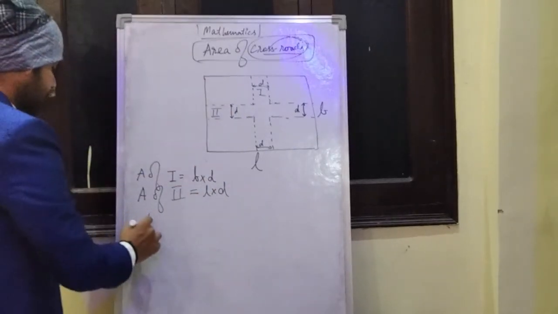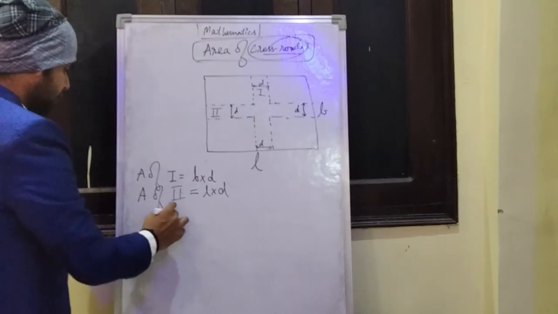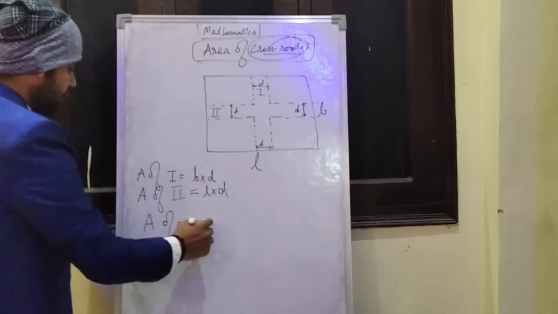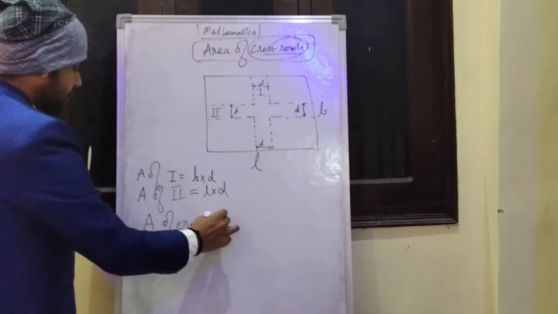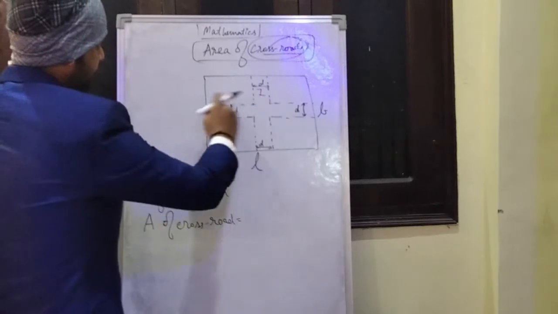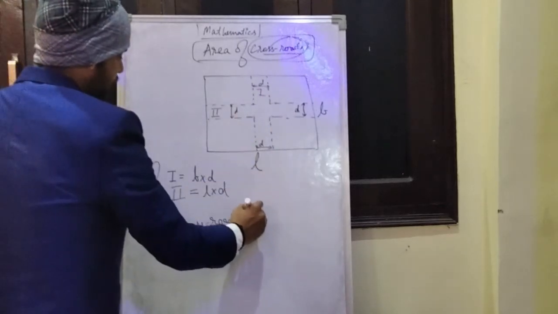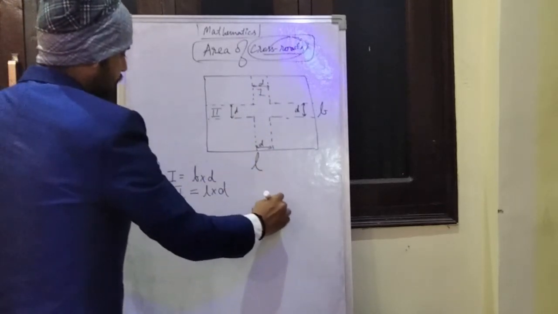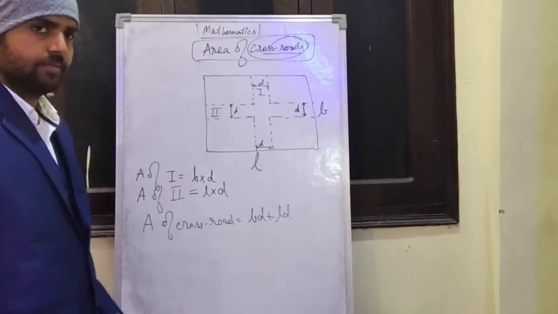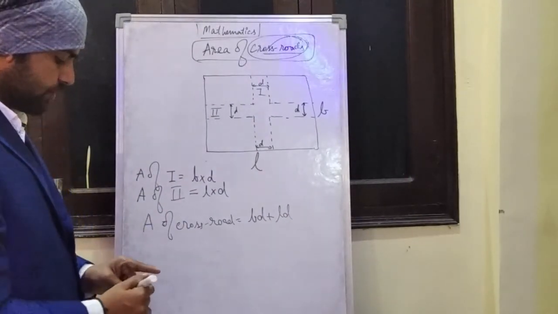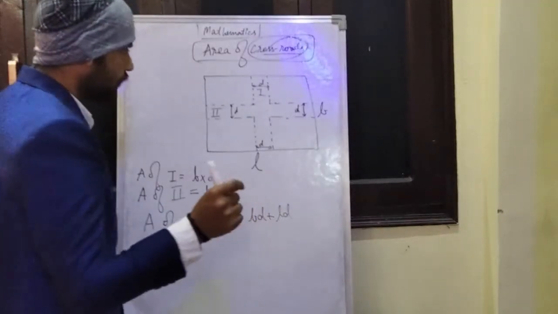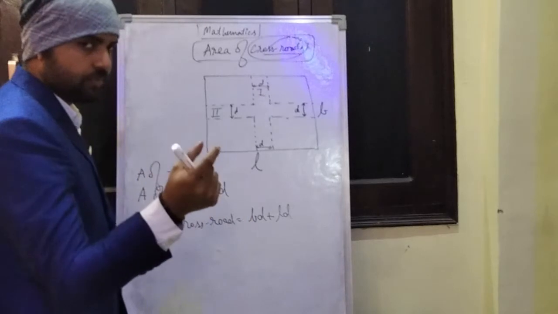So you would say, sir, the area of the crossroad will be the addition of these two. Area of crossroad, because I have to find the area of both the roads. So I'll write B into D plus L into D. It seems that this is the answer, but you have to see very carefully that we are taking the area of one portion two times.